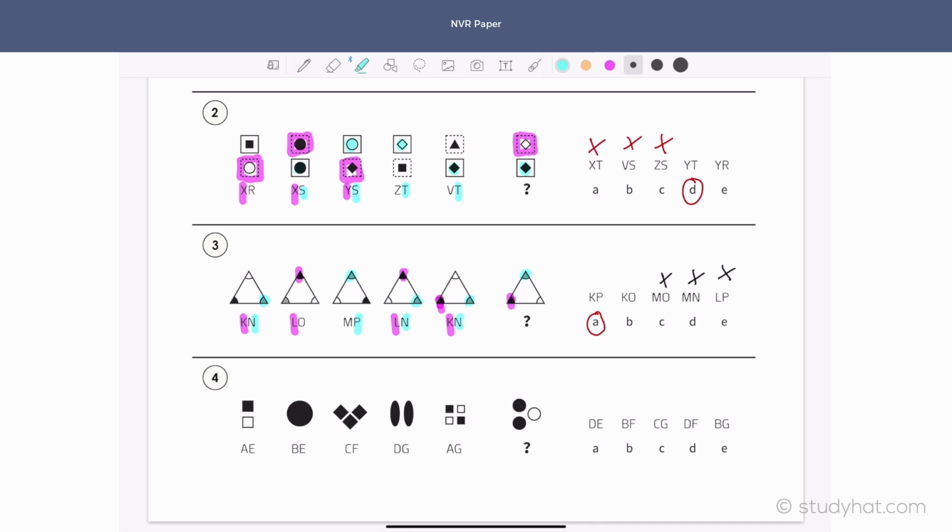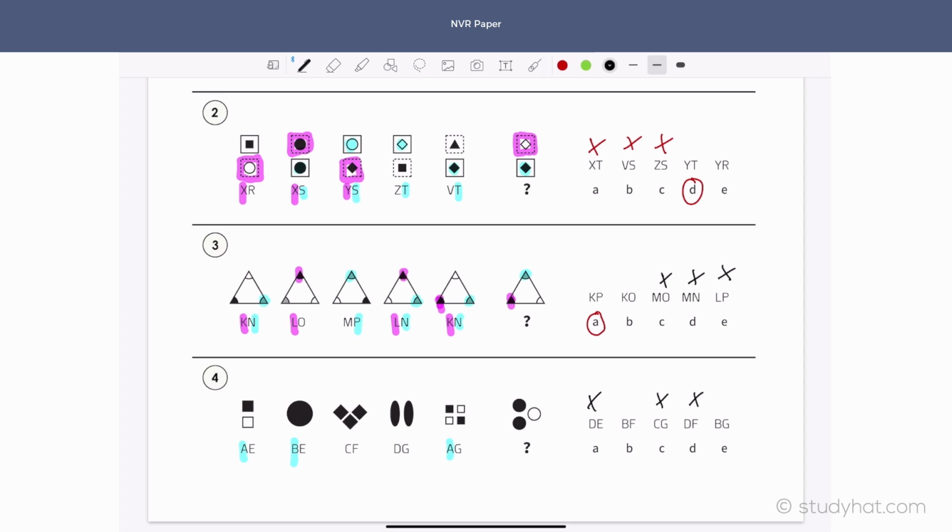Number 4. So what do we have? This is A and this is A. And these are both squares. They're both dealing with squares. So we're dealing here with circles. So we're going to want the circle one for our first letter, which is a B. So we'll get rid of these other options.